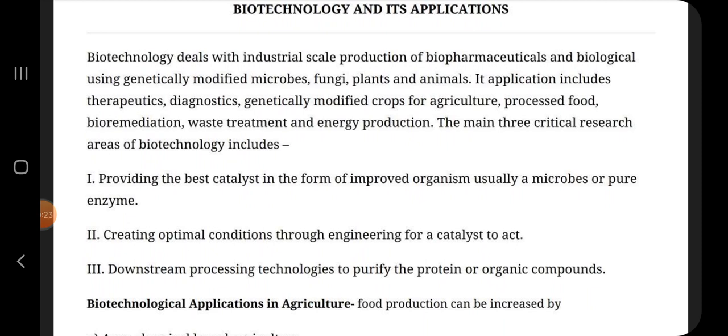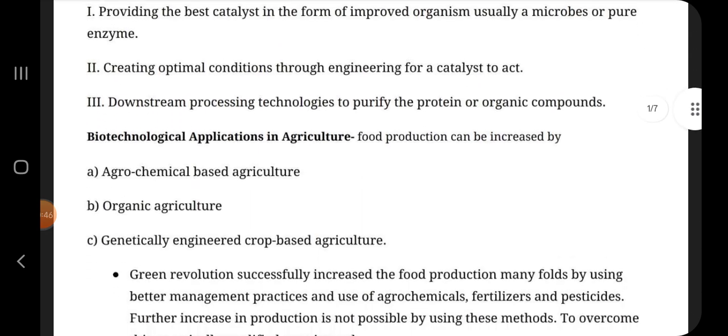The main three critical research areas of biotechnology include providing the best catalyst in the form of improved organisms, usually microbes or a pure enzyme. Second, creating optimal conditions through engineering for a catalyst to act. And third, downstream processing technology to purify the protein or organic compound.